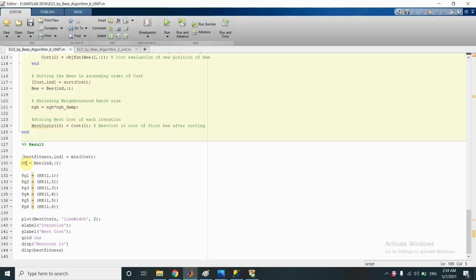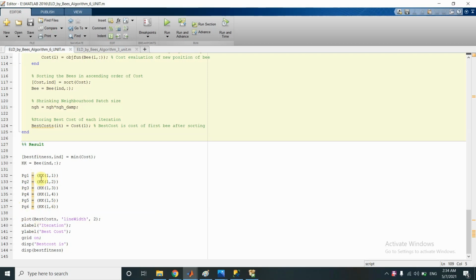The position is stored in the kk variable, and we now use this kk variable to extract the 6 dimension values as the generations of 6 generating units. So Pg1 will be the first value of kk, Pg2 will be the second value of the kk array, and similarly Pg6 will be the final value of the kk array, or kk row we can say.